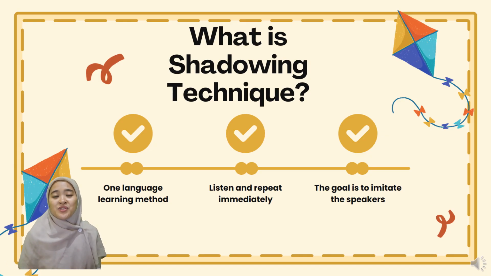Because I am a classroom teacher for kindergarten students, I would like to share what is shadowing based on my experiences teaching English as a foreign language for early childhood learners. Shadowing technique is a teaching method in which students listen to the teacher's pronunciation and then try to imitate the words, pronunciation, gesture, and movement.